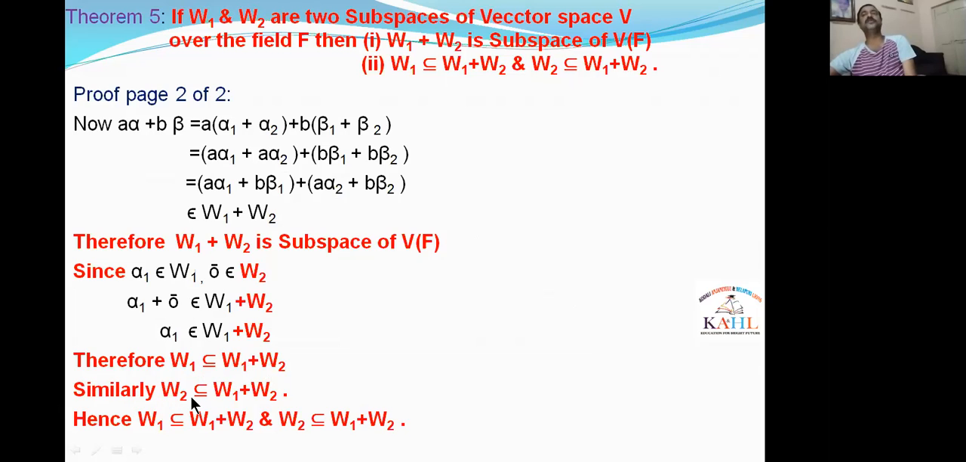Similarly, we prove that W2 is contained in W1 plus W2. All of you try this at home to prove this step, similarly like this. Hence, W1 is contained in W1 plus W2 and W2 is contained in W1 plus W2. The second bit is also proven. So we have learned the theorems here.